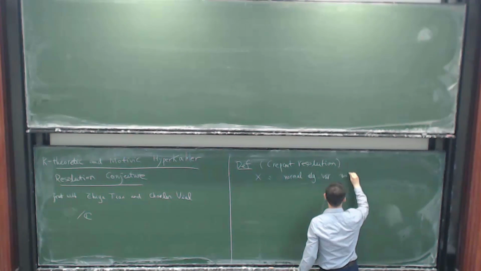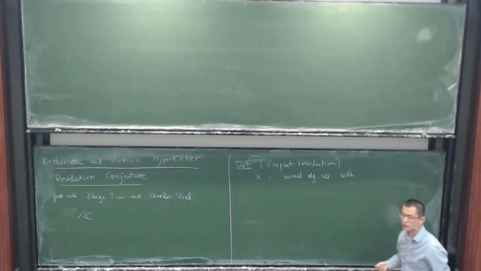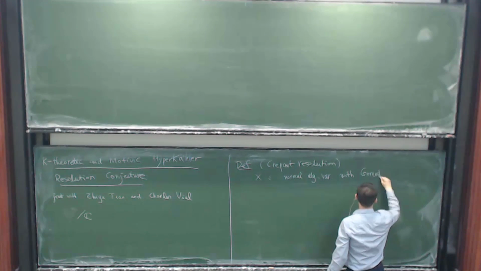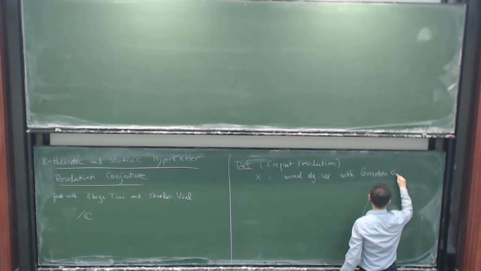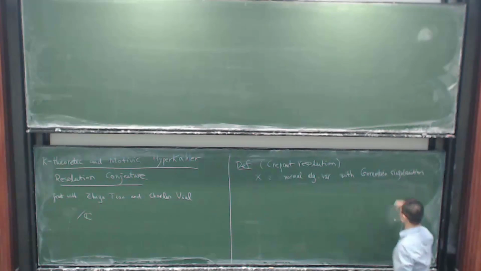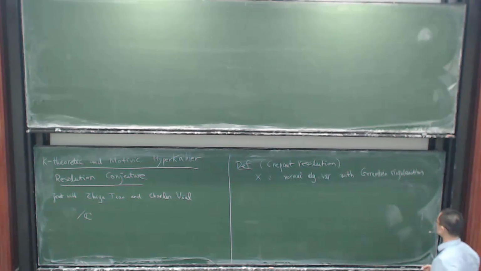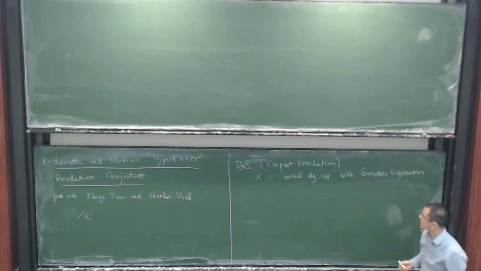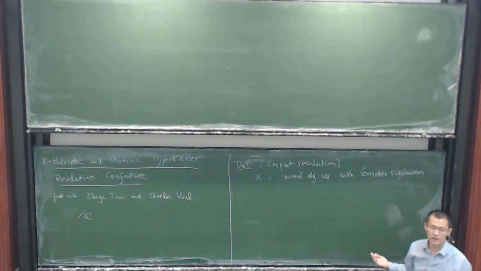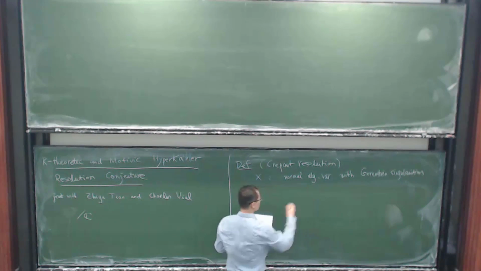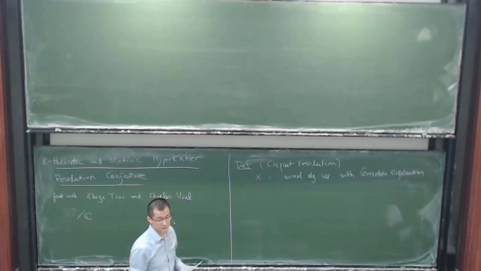I will assume that it has at worst Gorenstein singularity. So Gorenstein means it's Cohen-Macaulay, and the dualizing sheaf is actually a line bundle, or you can say that the canonical Weil divisor is a Cartier divisor. So this condition will always be satisfied in this talk.